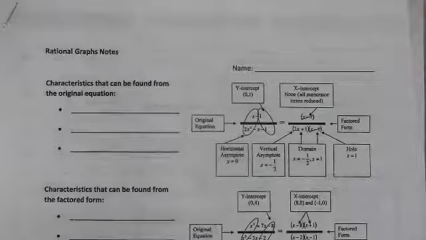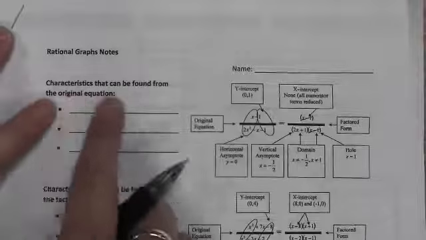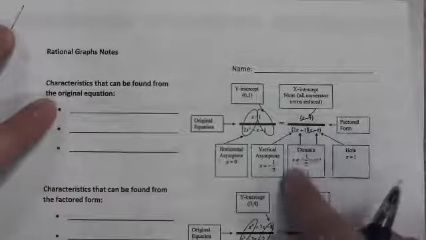Alright, this video is going to be about the things that you can find from a rational graph, a rational function that you're about to graph. All the things that we can find looking at the equation itself. And then later we'll look at all the extra things we get from the graph. So, characteristics that can be found from the original equation.